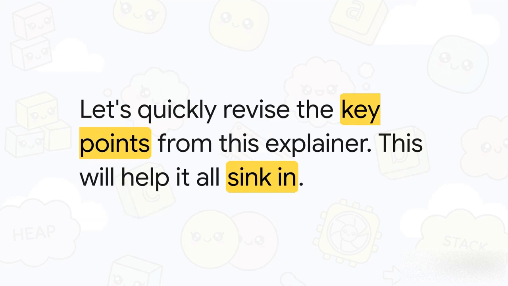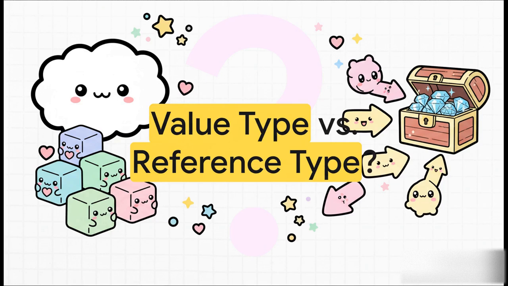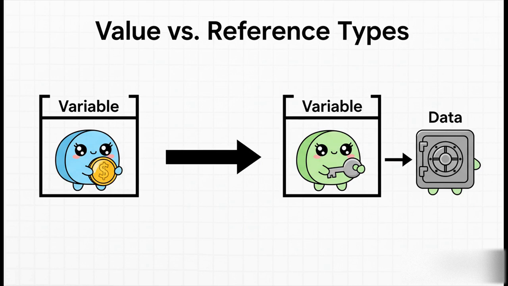Okay, let's quickly run through the key points we just covered. A quick review. First, that core difference. What was it between a value type and a reference type? Easy. Value types hold the data directly. Reference types just hold an address pointing to that data.